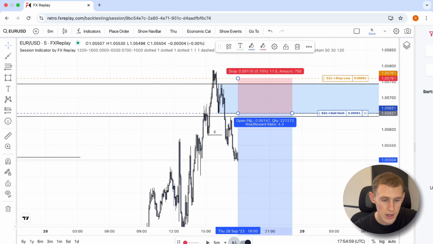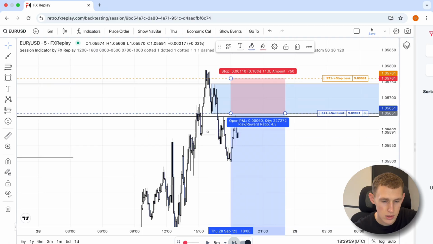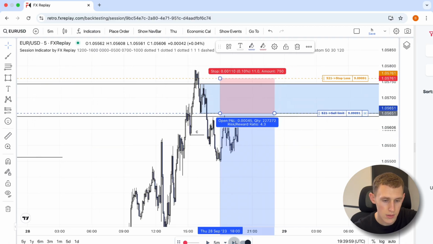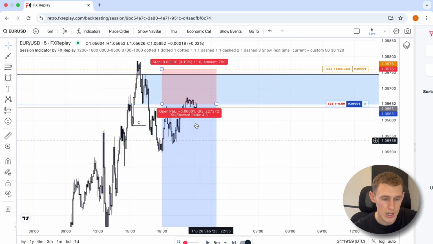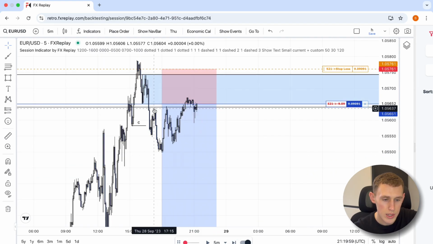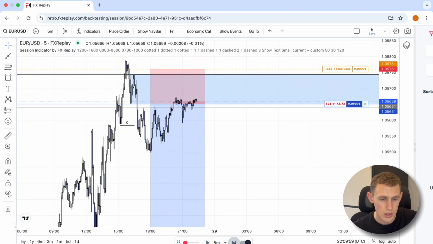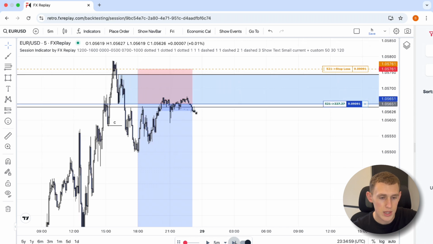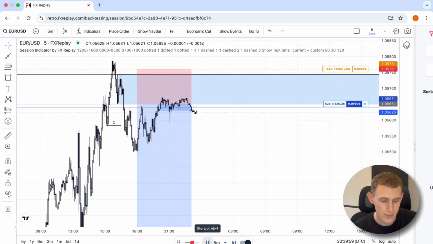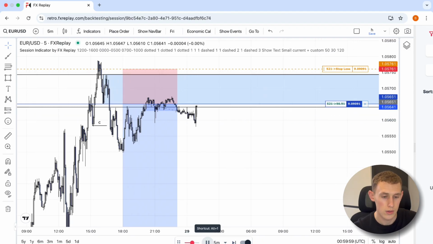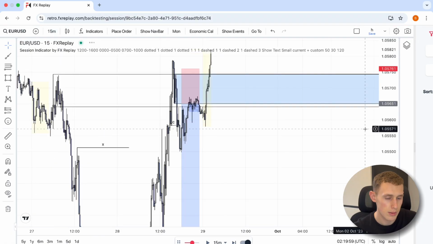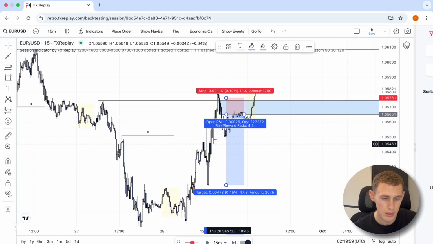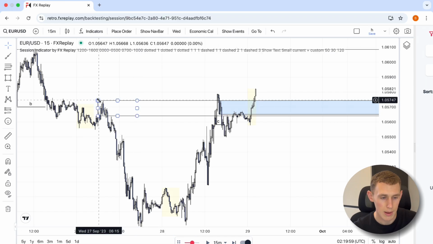Let's see if it can pull back and tag us in. There we go. So we are now tagged into the trade. Extra confluences, we had a little bit of liquidity below this area. Let's see if price can continue selling off from here. Okay, nope. So that was a stop loss on that one. Valid trade though, so nothing to really worry about with that.